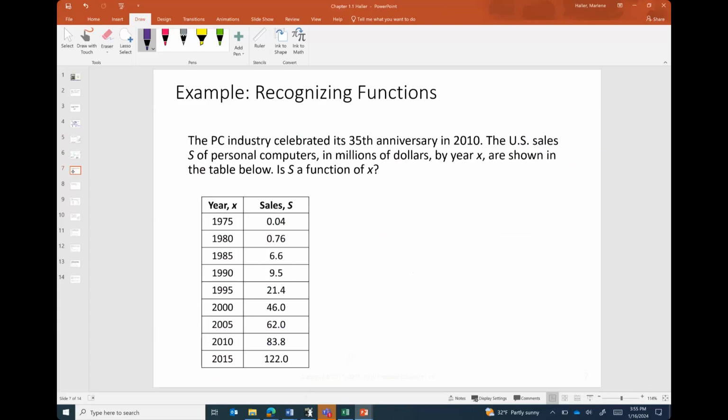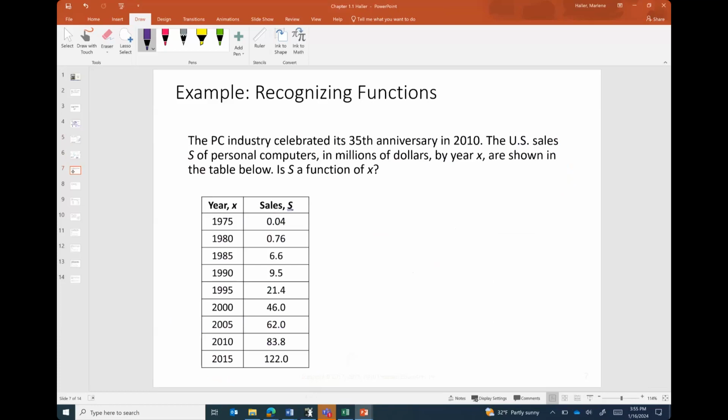So what we're looking at here is some old data about PC, personal computer usage. US sales of personal computers, that's going to be this S in this second column, right? And it's in millions of dollars, right? And it's being listed out by year, X, that's in our leftmost column. So could we say here that S, or sales, is a function of X, or the year? Is sales a function of the year?